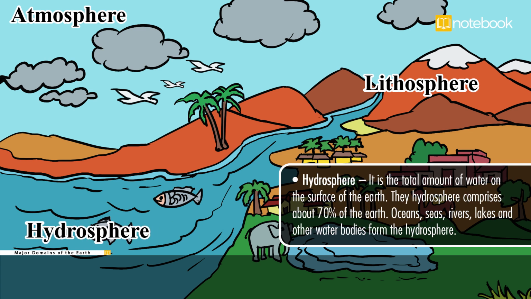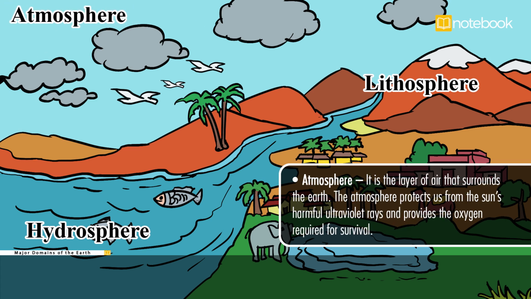Hydrosphere. It is the total amount of water on the surface of the Earth. The hydrosphere comprises about 70% of the Earth. Oceans, seas, rivers, lakes and other water bodies form the hydrosphere.